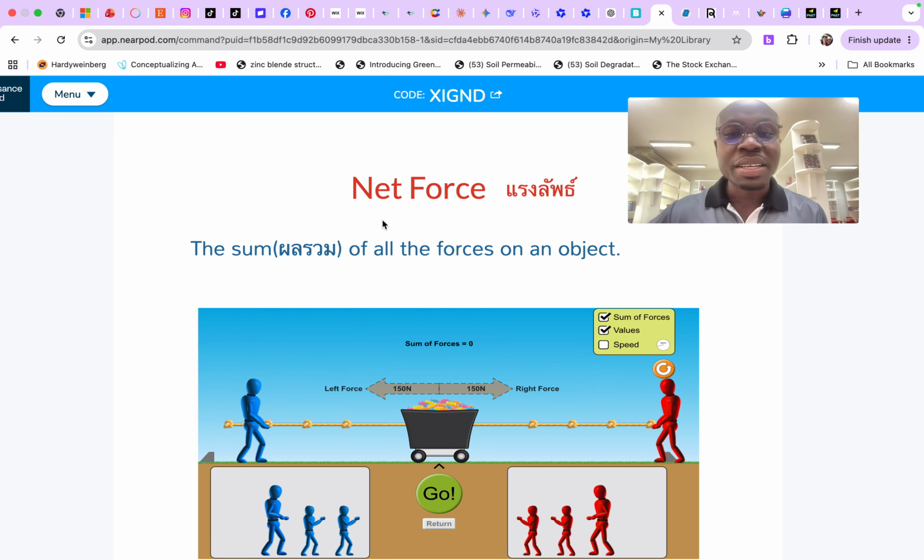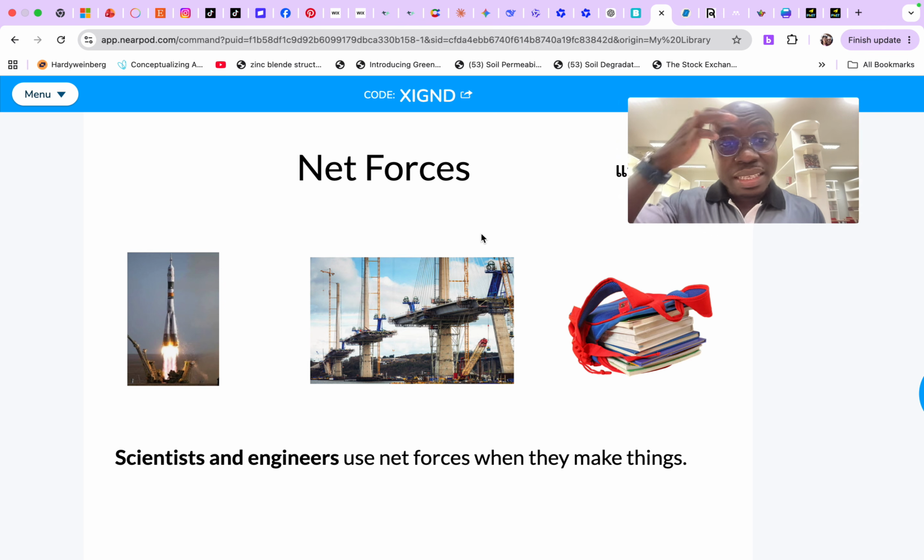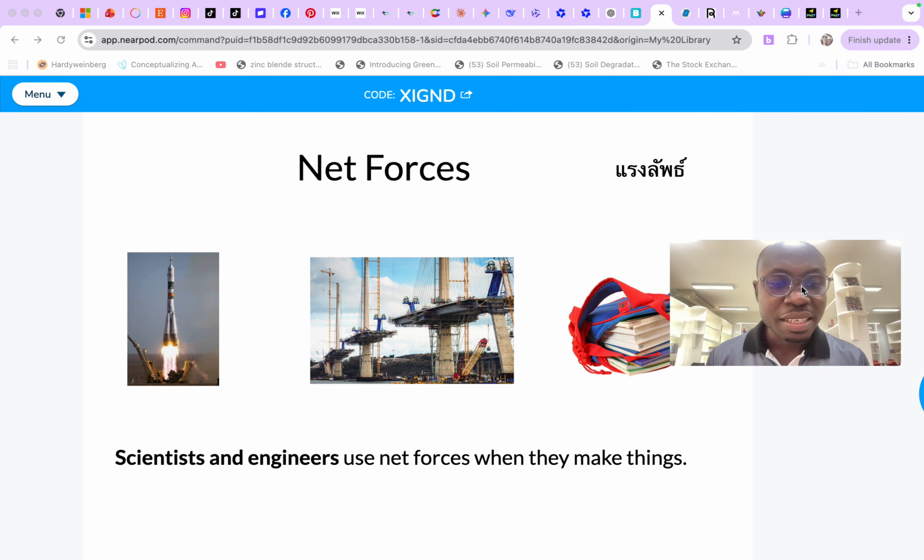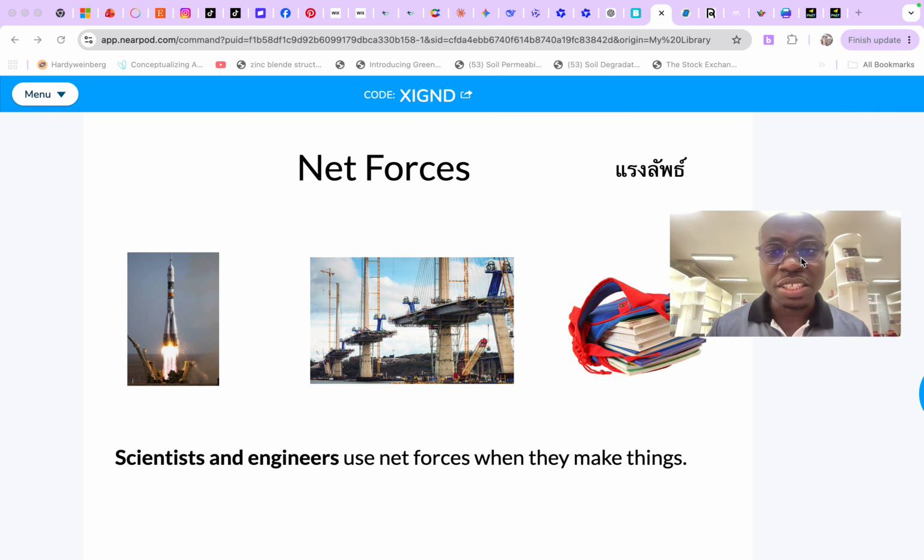Now let's talk about net forces. This is net force in time. Sometimes we have 2, 3, or more forces on one object. Okay, and we have to know the sum of the forces, and the sum of the forces is called the net force. Net force.